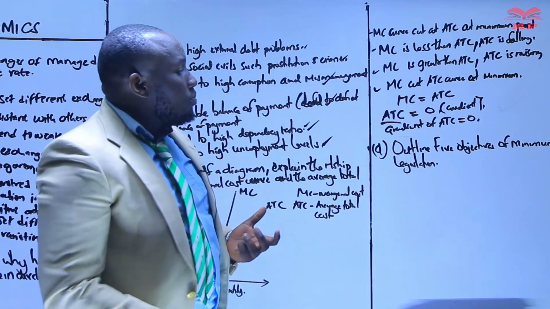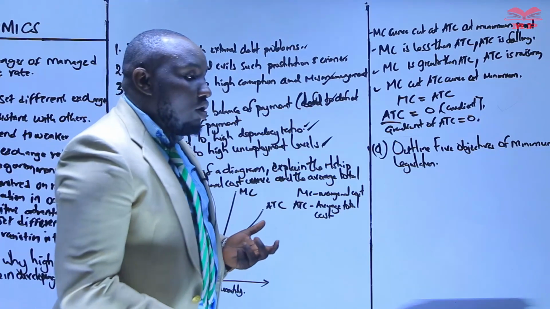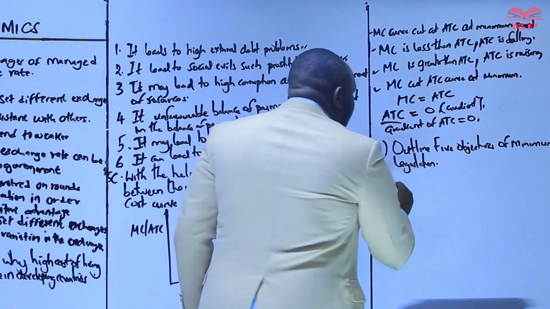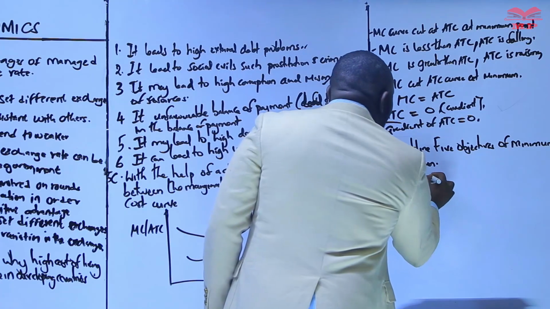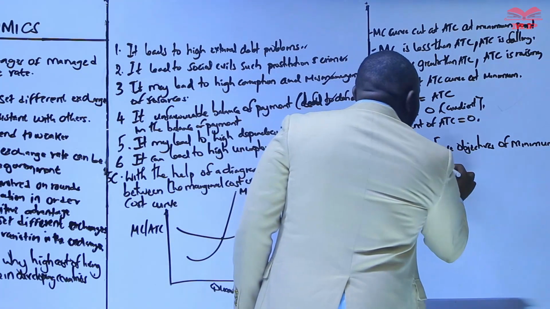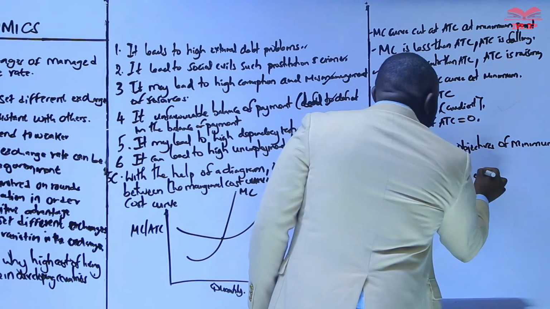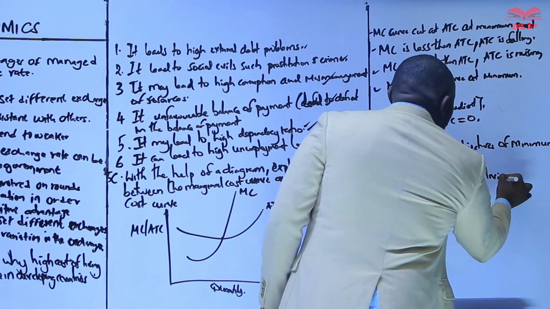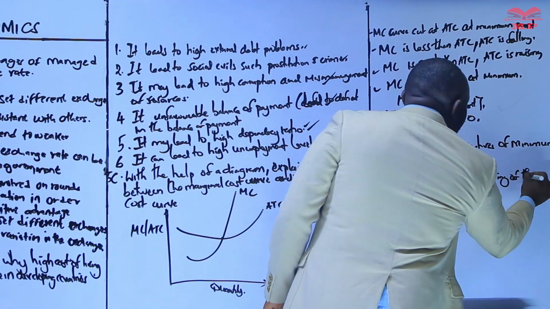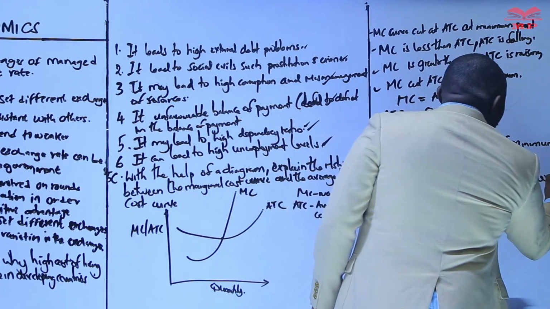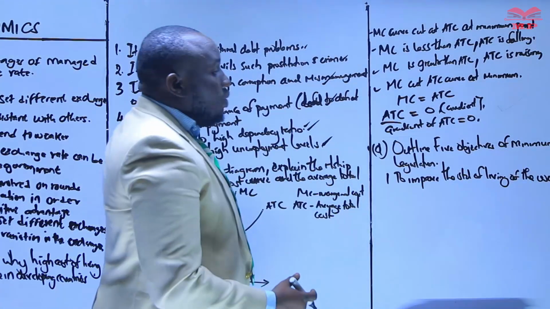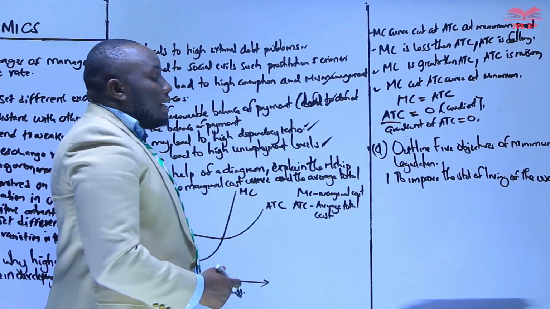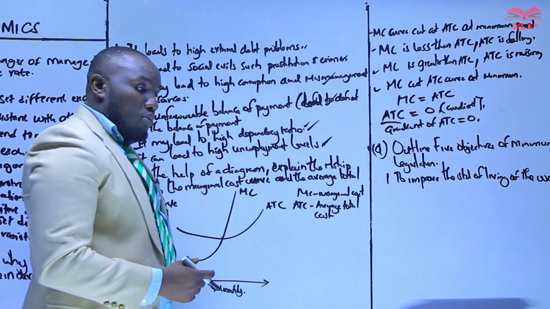One is to improve the standard of living of the workers. That is the first reason why the government comes up with a minimum wage.